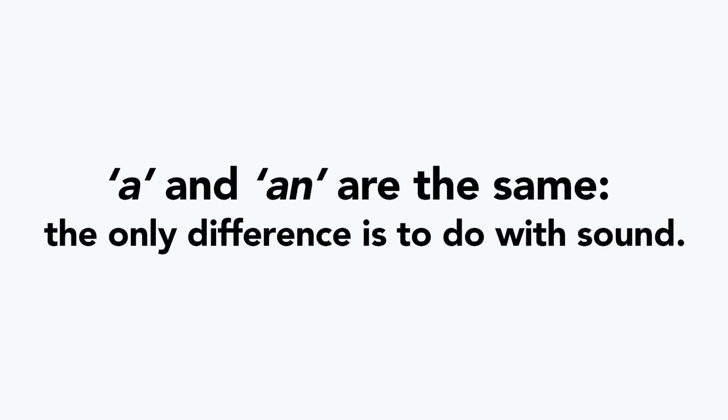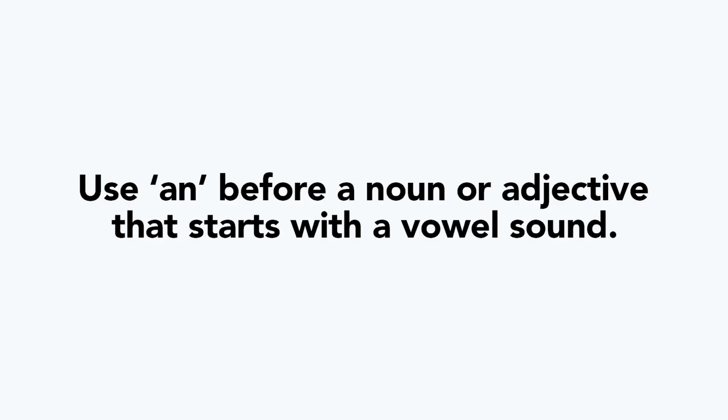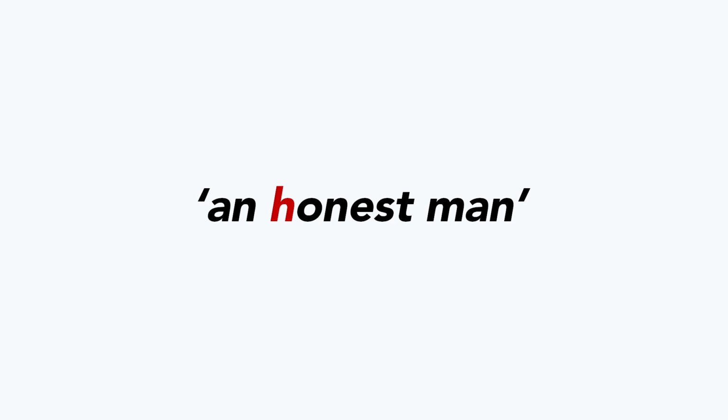First, and just quickly, remember that a and an are the same. The only difference is to do with sound. Use an before a noun or adjective that starts with a vowel sound: A, E, I, O, or U. For example, a banana, but an apple. Watch out for examples like an honest man, which has a silent H.